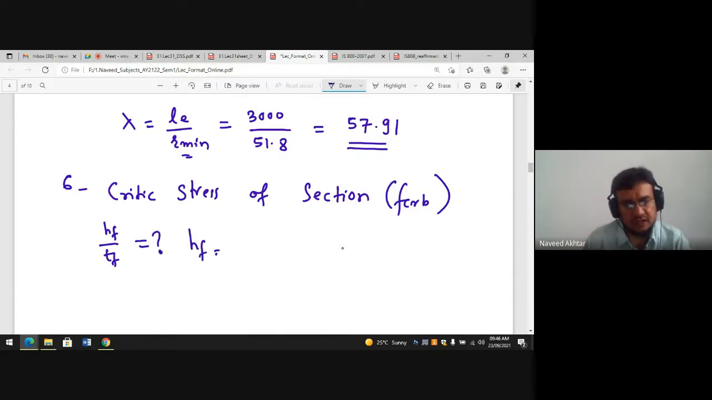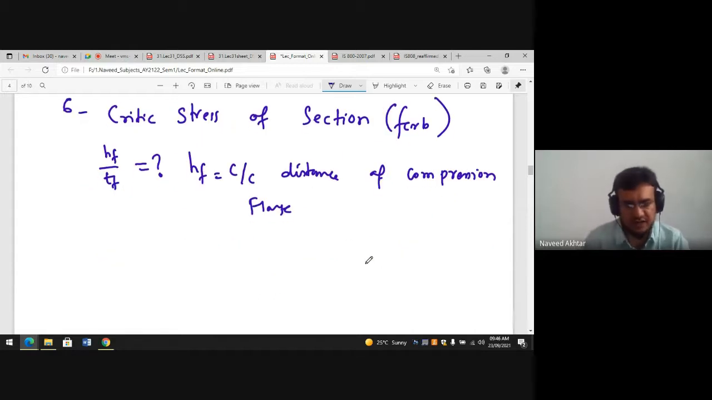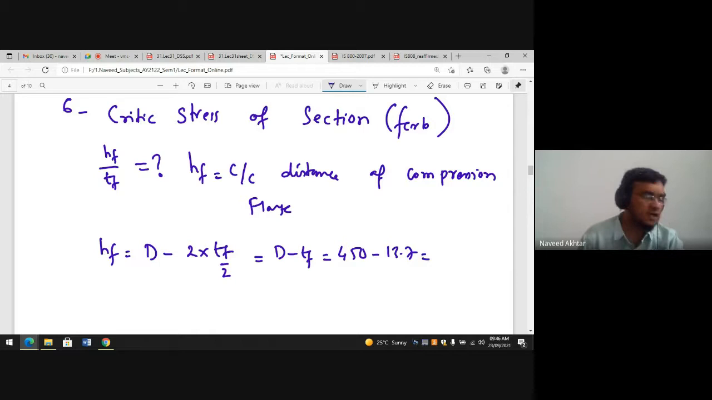HF is nothing but the center to center distance of the compression flange. This we can find easily. HF is nothing but capital D minus 2 times TF by 2, meaning D minus TF, which is 450 minus 13.7. That will give the HF value. So 450 minus 13.7 gives 436.3 mm.